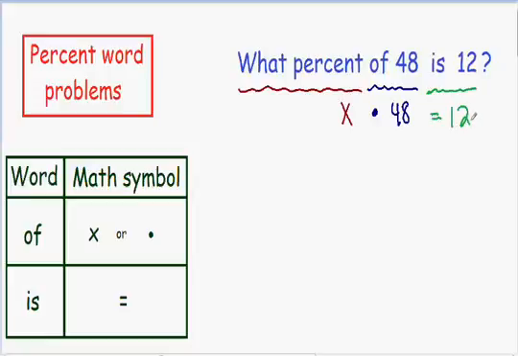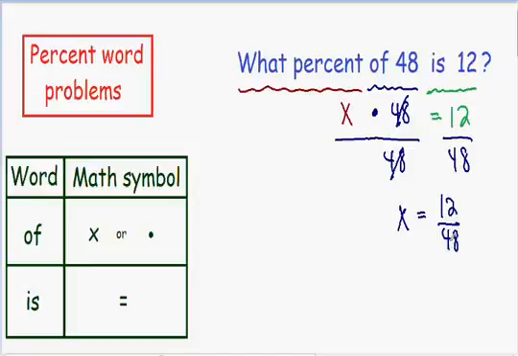So now the only thing that we need to do is solve for x and get x by itself. Notice how x is being multiplied by 48. And in order to get x by itself, you always do the opposite. So to get rid of that 48, I'm going to divide both sides by 48. And if you notice on the left-hand side, the 48s cancel out. And the only thing we're left with is x. And on the right-hand side, we have 12 over 48.